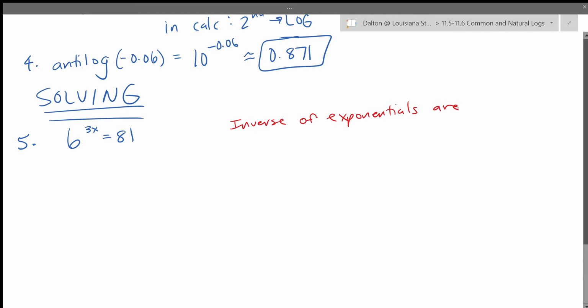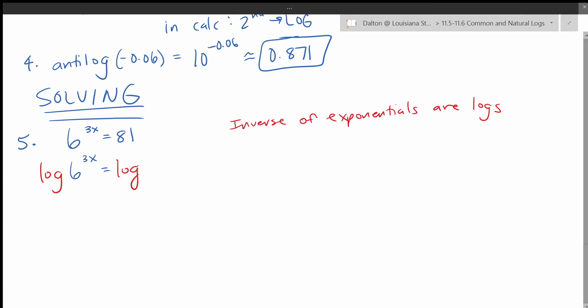The inverse of exponentials are logs. So if you take the log of both sides, then what happens is this. The log of 6 to the 3x power is equal to the log of 81.